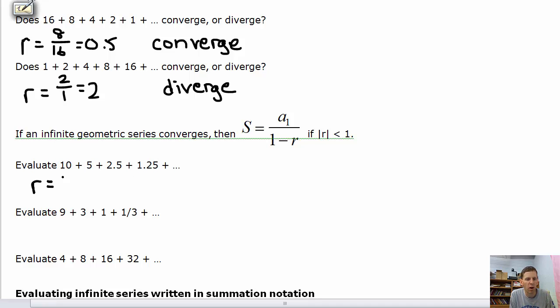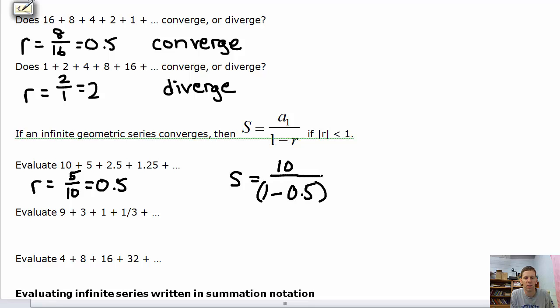Notice in this problem the r value can be found by taking a number and dividing it by its previous term. If you do 5 over 10, you get 0.5. That means our series converges, and since it converges, you can use this formula. The sum is equal to a sub 1, our first term, which is 10, over 1 minus the constant ratio, which is 0.5. Again, you probably want to put the denominator inside parentheses. If you divide 10 by 0.5, you get 20.